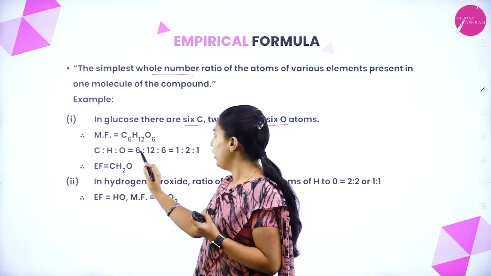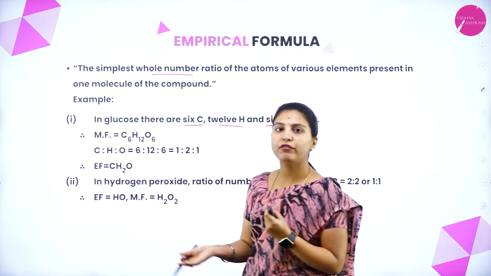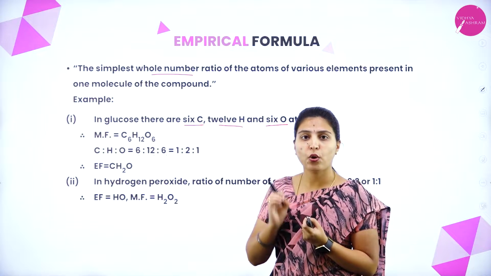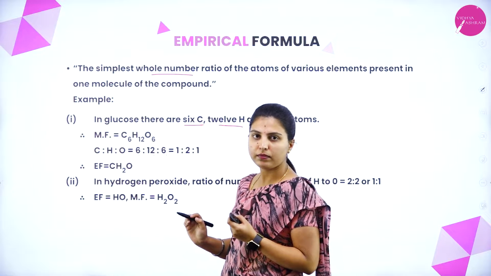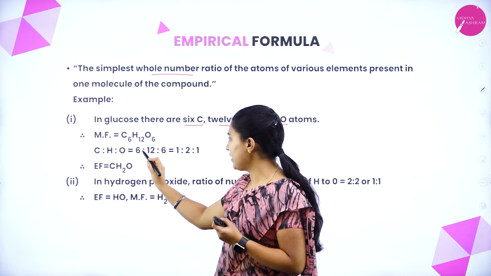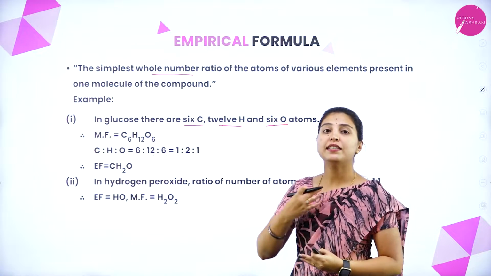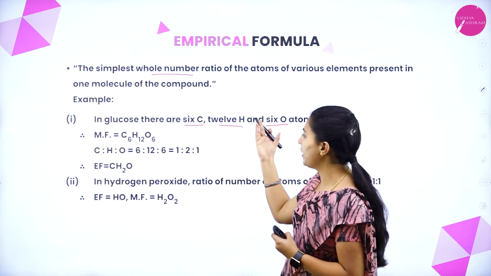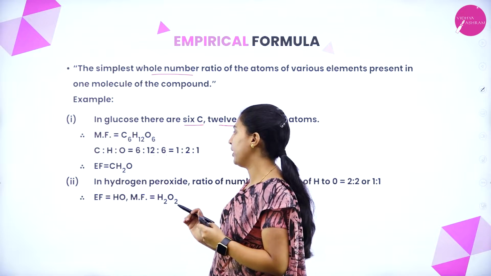This is the ratio, you have to write 6:12:6. Again you have to convert it into the simplest whole number, that is 1:2:1. Like 6 1s are 6, 6 2s are 12, 6 1s are 6. You are converting into the simplest whole number, that is only the empirical formula. Again you have to write it down for the molecular formula.